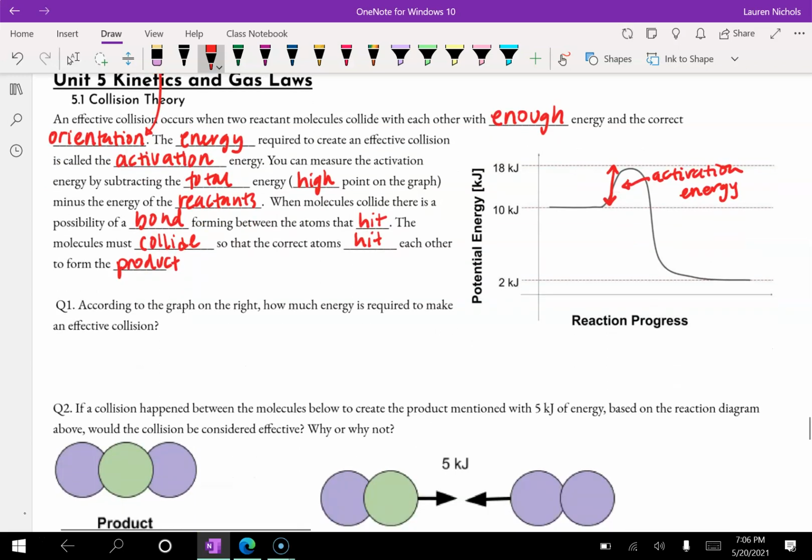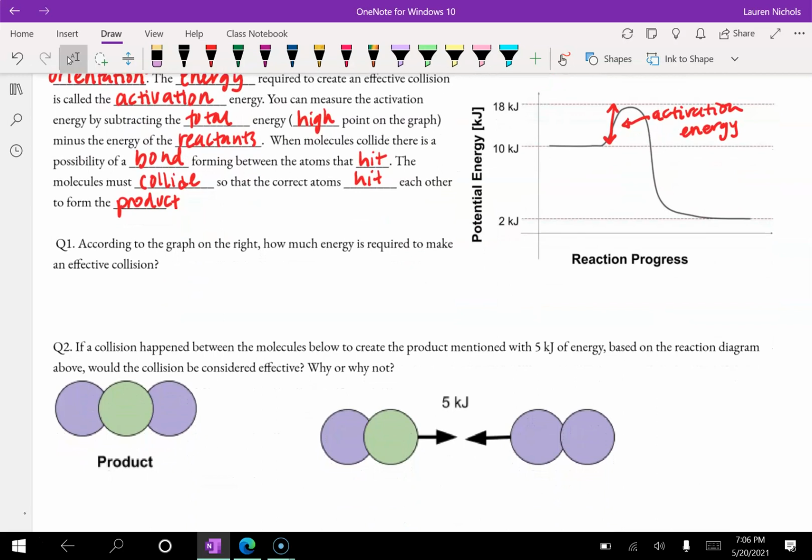Now, when we look at question 1, and I'm sorry if you can hear me sniffing and stuff, I think I might have a cold coming on.